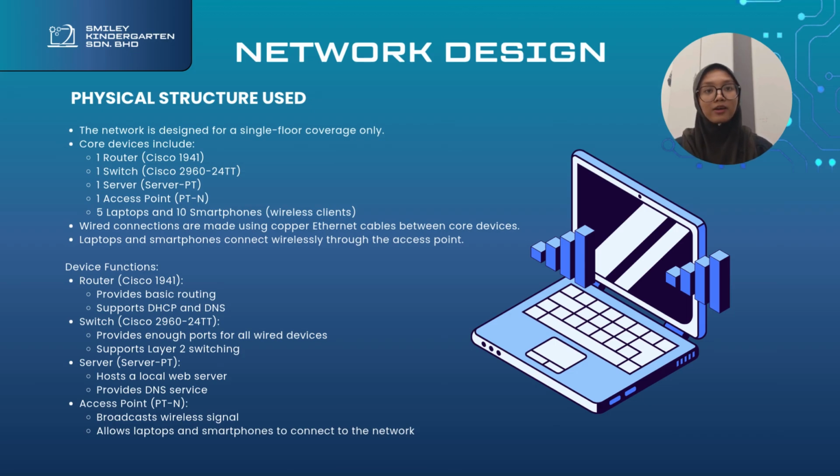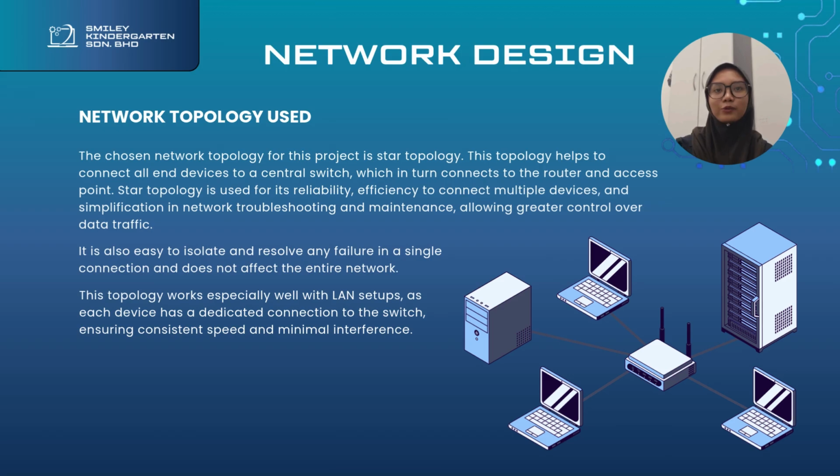In this layout, the core devices include one Cisco 9041 router, one Cisco 2960 2040T switch, one server, one access point, and a total of 15 wireless client devices, which are 5 laptops and 10 smartphones. All core devices are connected using Ethernet cables, while the laptops and smartphones connect wirelessly to the access points. We choose to use a star topology for this project.